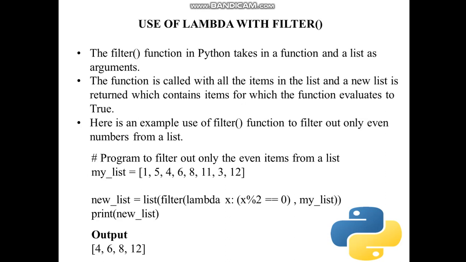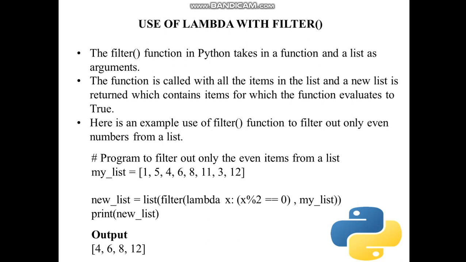First is use of lambda function with filter. The filter function in Python takes in a function and a list as an argument. The function is called with all the items in the list, and a new list is returned which contains items for which the function evaluates to true. Here is an example of use of filter function to filter out only even numbers from the list.